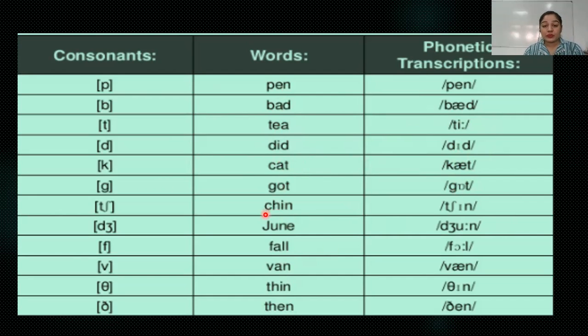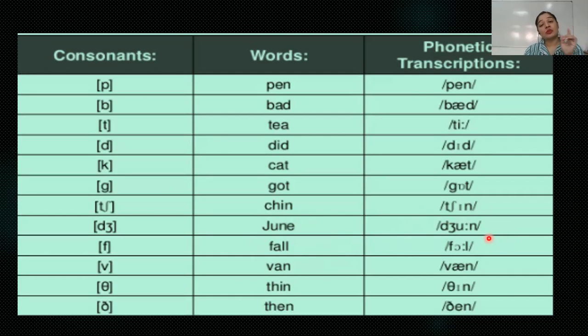I'll do one more. This is chin. Ch, i, n. So how will you transcribe? Ch has this symbol, i has this symbol, and n has the same symbol as the letter. Right? June: j has this symbol. The big one, so you will use this symbol, and n. The e does not have any sound here. We say June, we do not say Junie, right? So we'll transcribe it like this.